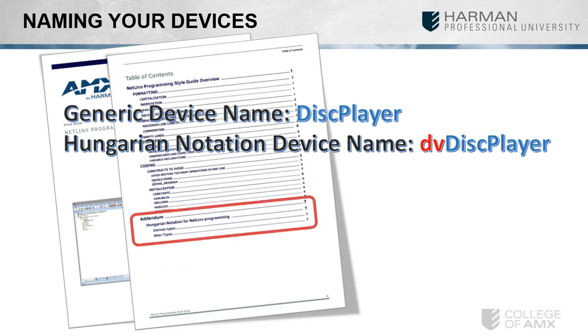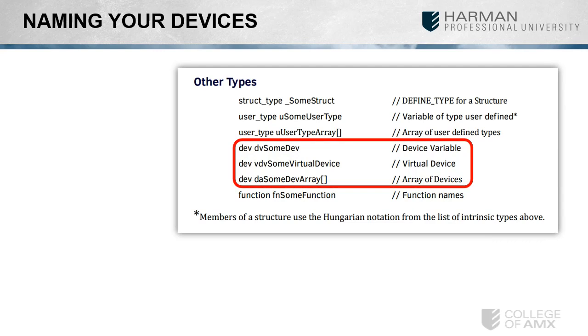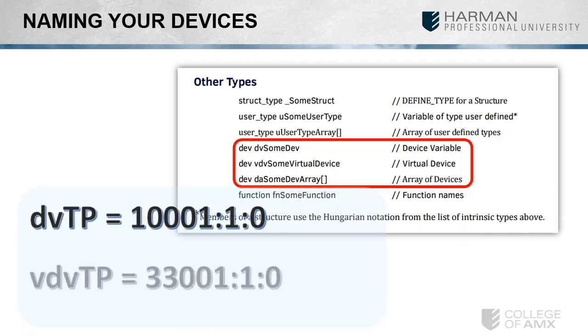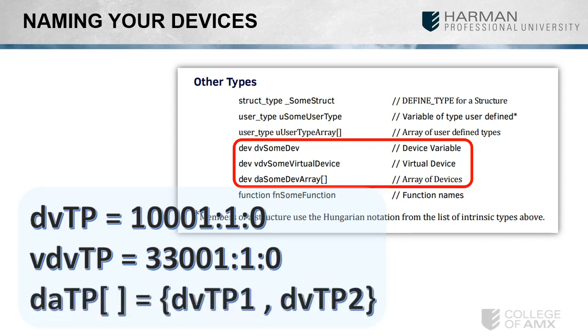For more details on all the Hungarian notation used in Netlinks, please refer to the addendum in the Netlinks Style Guide. As you can see here on the last page, there are effectively 3 Hungarian notation prefixes used for device naming. Those are DV, which is used when defining a single real device, VDV, which is used to define any virtual device, such as that used by the programmer to communicate with an AMX module, and lastly, DA, which is used when defining a device array, such as an array of touch panels as an example.